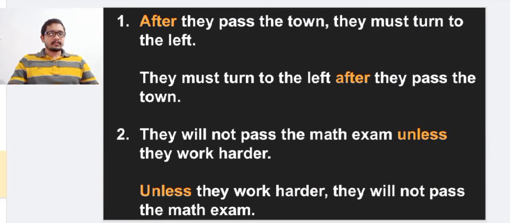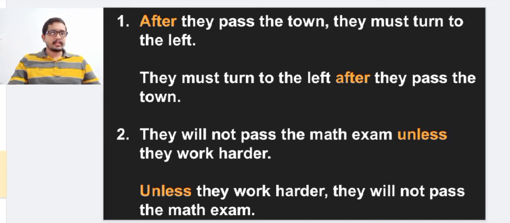Let's see a few examples to make it clear. I have written two parts for the examples. There are two parts for the first example as well as two parts for the second example. Let's deal with it very clearly. The first one, listen. After they pass the town, they must turn to the left. Now we are talking about subordinating conjunctions. Can you identify the conjunction here? Yes, it is after.